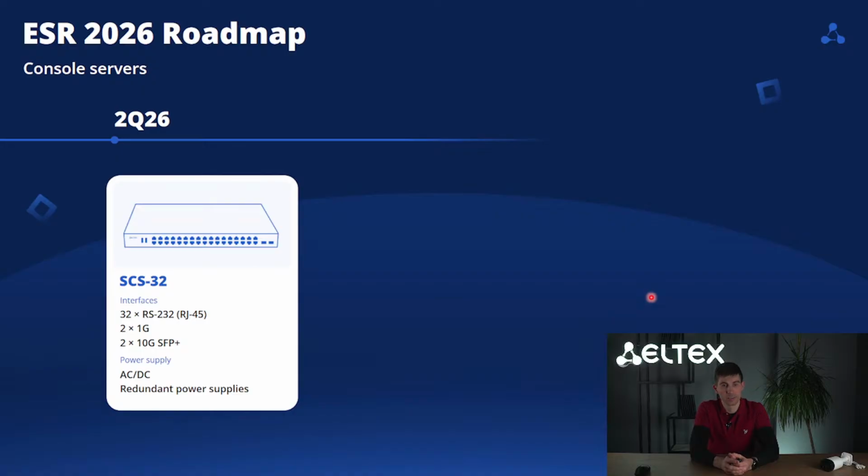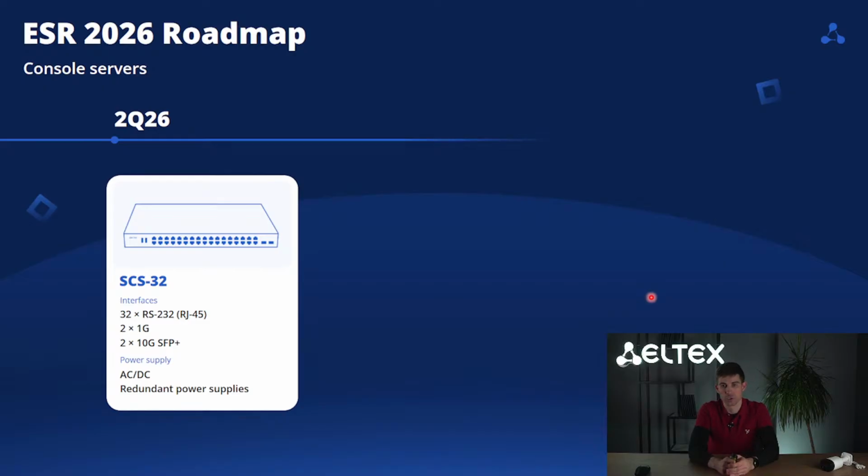And last but not least, it formally goes into the ESR category because it's built on top of an ESR, but it's the first console server that we are going to release at Eltex. A console server is actually a very handy piece of equipment for managing complex installations, complex schemes, and it basically has 32 ports that can be connected to RS-232 console ports or OLB ports for remote out-of-band management of your network.